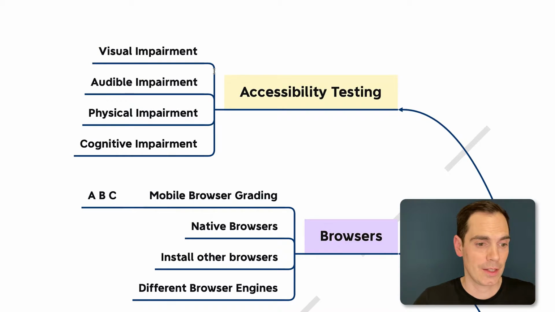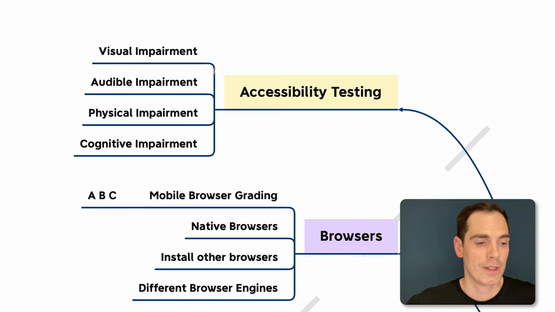Accessibility testing, that's an important one as well. So keep also accessibility topics in mind. There are different kinds of impairments out there. You could test for visual impairment, audible impairment, physical impairment or cognitive impairment topics. This is actually a really complicated but important topic. I have a chapter in my book, Hands-on Mobile App Testing, about accessibility testing for mobile apps.